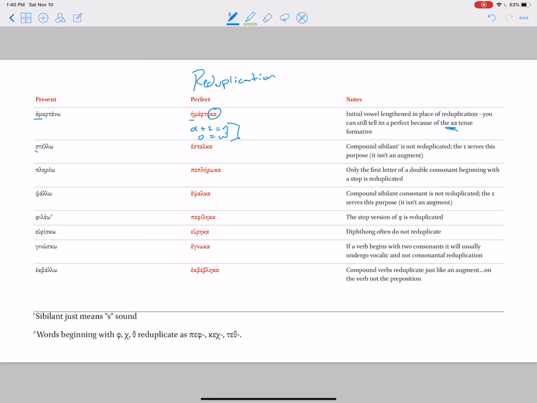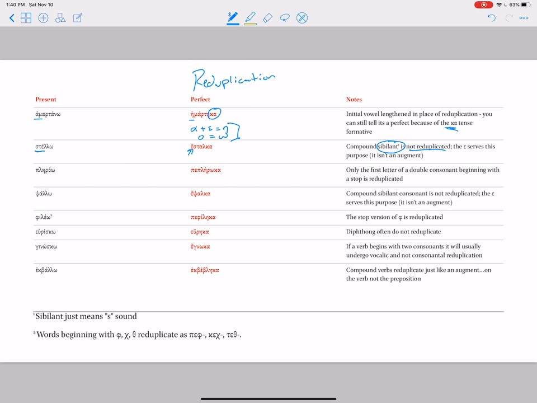Now, words that start with a sigma or have this S sound, so this word sibilant just means like a hissing sound or an S sound. So this does not get reduplicated, and you'll just get an epsilon there as well. So it's not an augment, but you're not going to say stalka or sestalka. That just, for Greek-speaking people, sounds a little weird. And so they just add a sigma in front of the S sound.